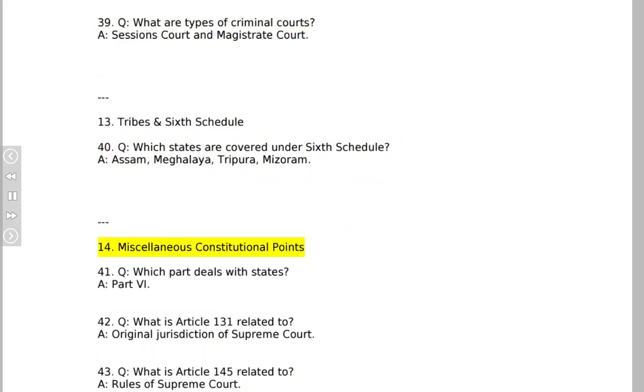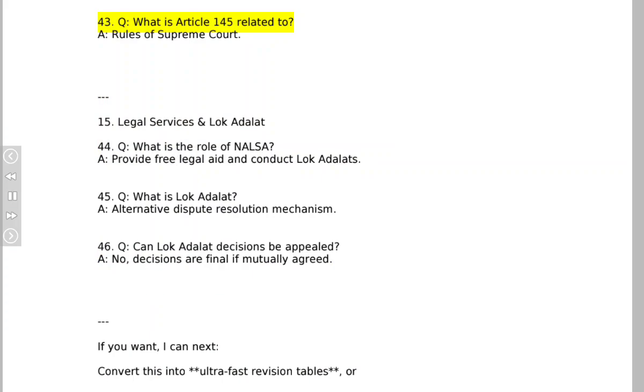14. Miscellaneous constitutional points. 41. Q. Which part deals with states? A. Part 6. 42. Q. What is Article 131 related to? A. Original jurisdiction of Supreme Court. 43. Q. What is Article 145 related to? A. Rules of Supreme Court.